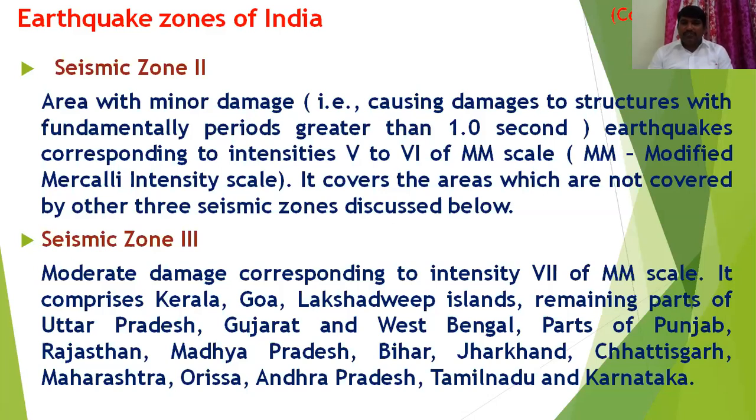Seismic zone 3, or the earthquake zone 3, the moderate damage corresponding to intensity 7 of the modified Mercalli intensity scale. It comprises Kerala, Goa, Lakshadweep Islands, and remaining parts of Uttar Pradesh, Gujarat, and West Bengal, parts of Punjab, Rajasthan, Madhya Pradesh, Bihar, Jharkhand, Chhattisgarh, Maharashtra, Orissa, Andhra Pradesh, Tamil Nadu, and Karnataka also.